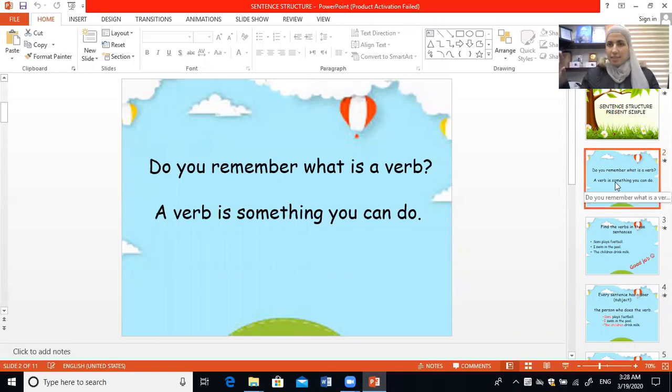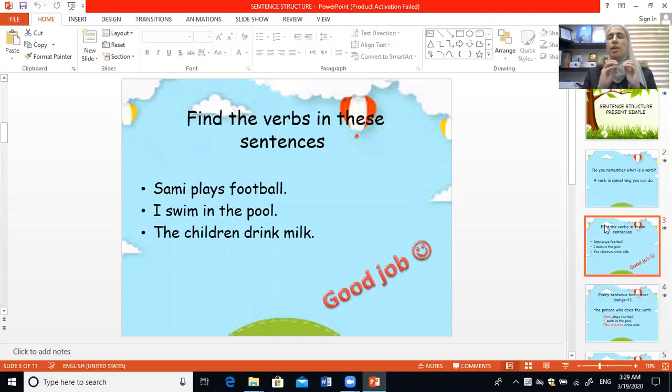Now, the sentence is made of more than one word. We talked about the verb. Do you remember what a verb is? The verb is the word that you can do. That's the verb. So the verb is a word that you can do, either now or yesterday in the past. So the verb is something that you do. Now, in a sentence, you will always find a verb.